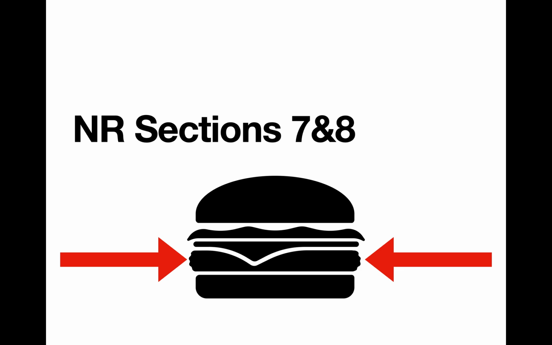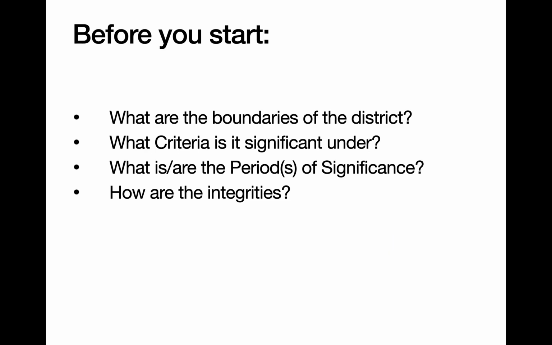We come to the meat of the burger. Today we are going to talk about sections 7 and 8, which are the most important parts of the National Register nomination. And this is the content. This is the part that really, really matters, and is also some of the most technical writing that you're going to have to do. So let's talk about it.